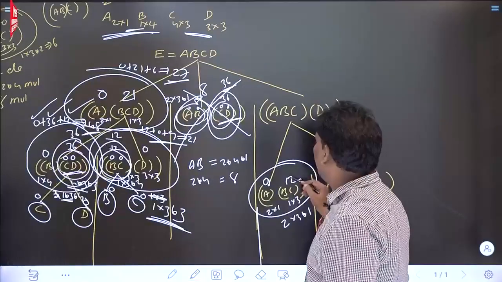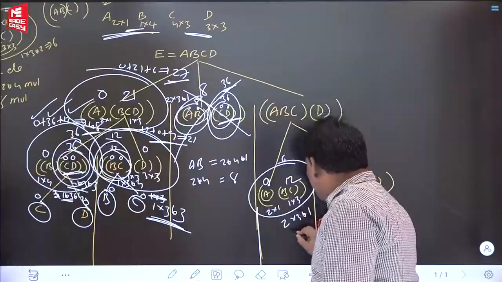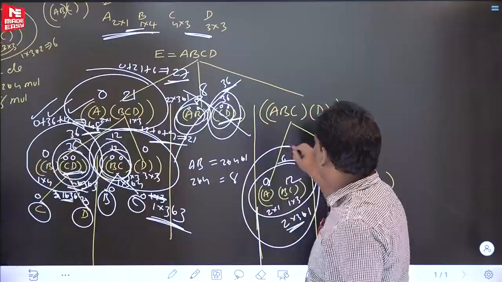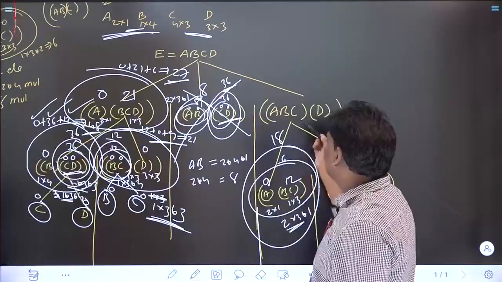What is the combined one? The combining cost is 6 there. Overall cost, let me check. What is the answer? 18. 0 plus 12 plus 6, 18.